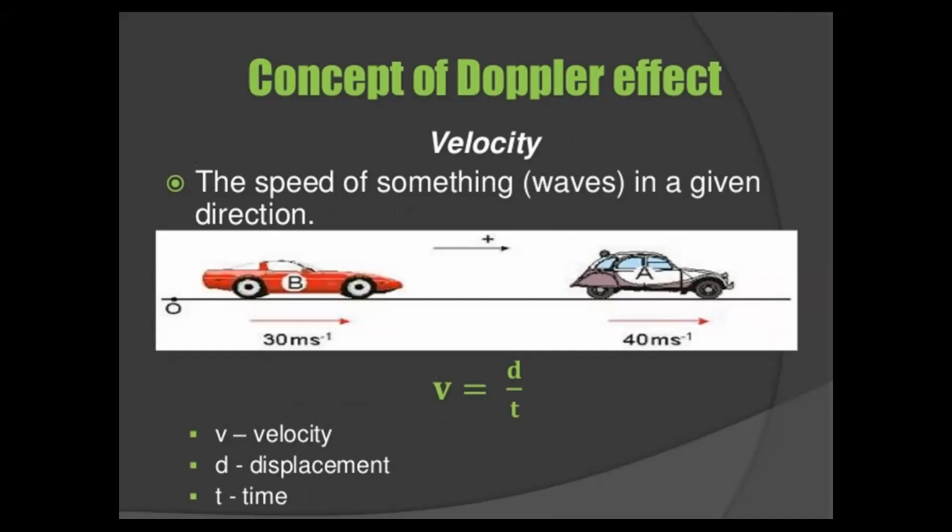And we all know what velocity is: the speed of something in a given direction. The formula for calculating velocity is v is equal to d by t, that is distance by time.